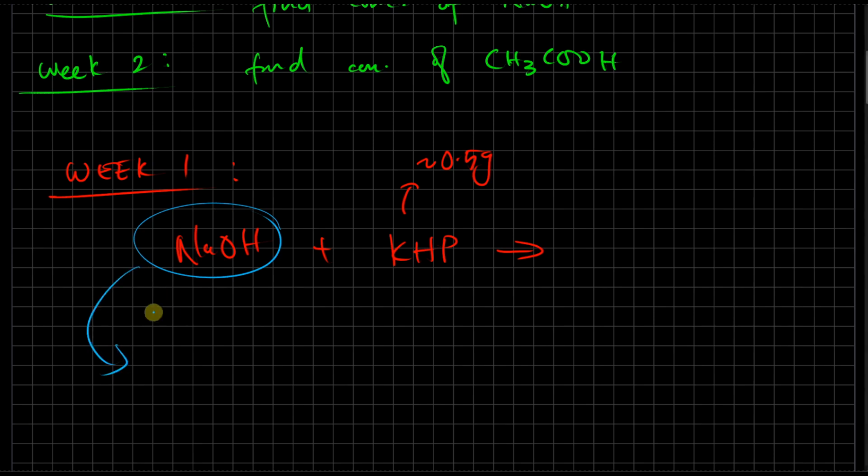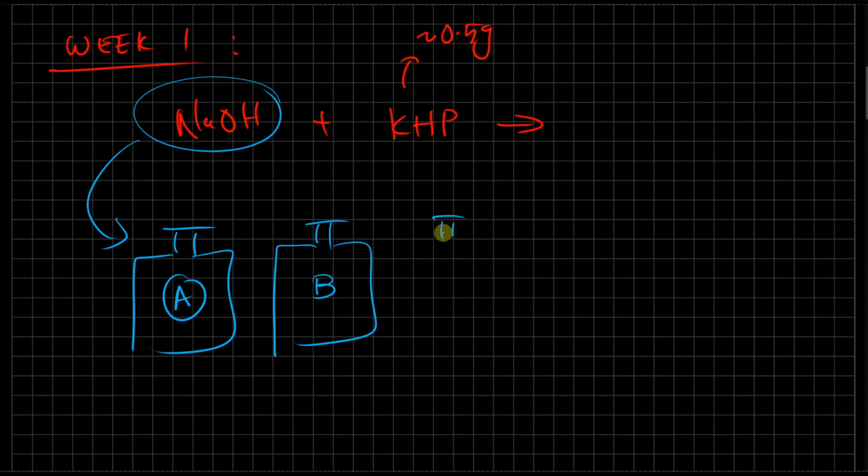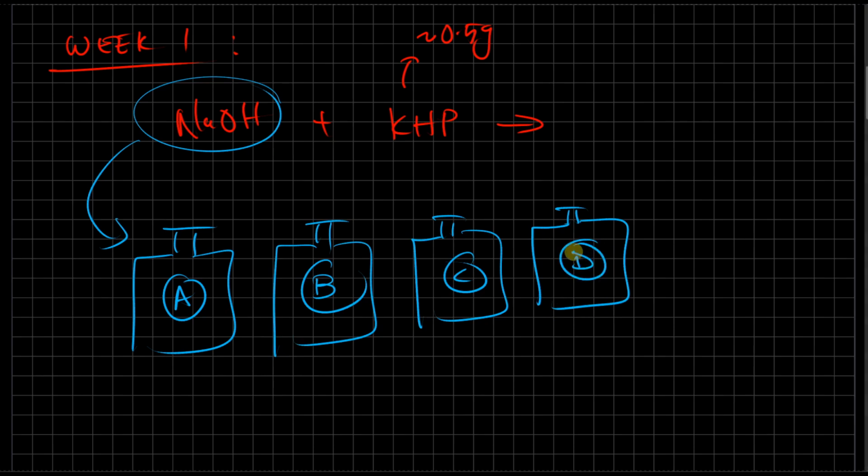Now, you're going to have 4 different stock solutions of NaOH to choose from. They're going to be labeled A, B, C, or D. However, you will be assigned one of these 4, and whichever one you get assigned to, you have to stick with that letter for both weeks of the lab because they're all slightly different concentrations. So in week 1, you're going to do this titration.